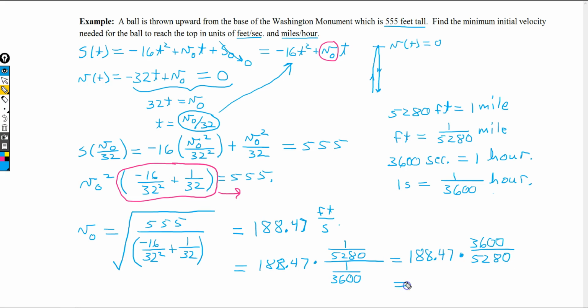and that's equal to 128.5 approximately miles per hour. Keeping in mind this 1 over 5,280, that's in miles, and the 1 over 3,600 is hours. And so that's how fast the ball would have to be thrown from the base of the Washington Monument.